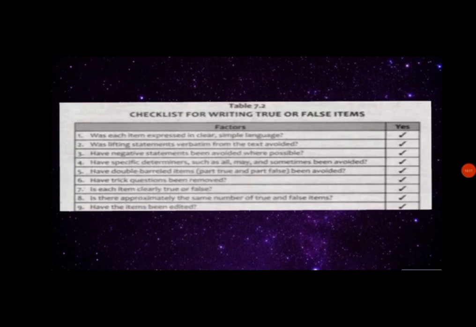Number 4, have specific determinants such as all, may, and sometimes been avoided. Have double-barreled items been avoided. Have trick questions been removed. Is each item clearly true or false? Is there approximately the same number of true or false items? So last is, have the items been edited? So kung gagawa ng true or false items, ito yung pagbabasihan mo na 1 to 9.